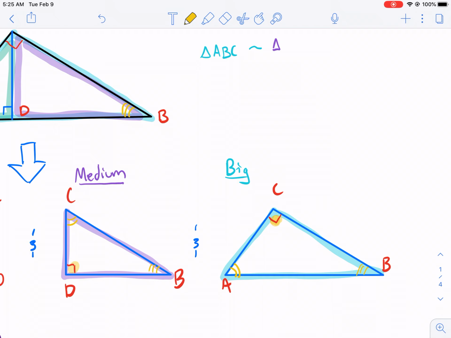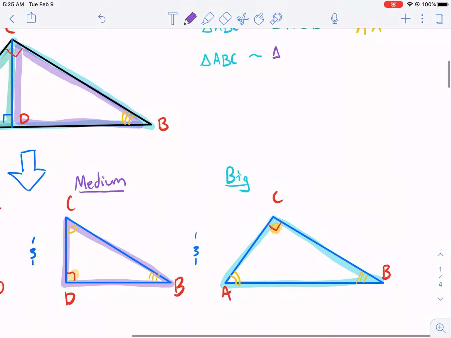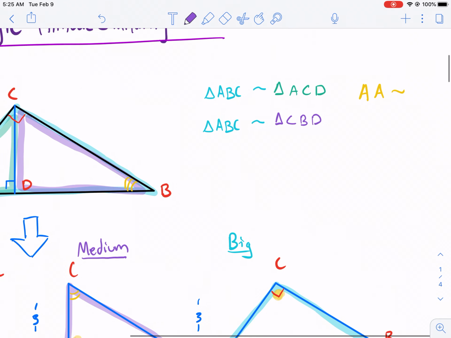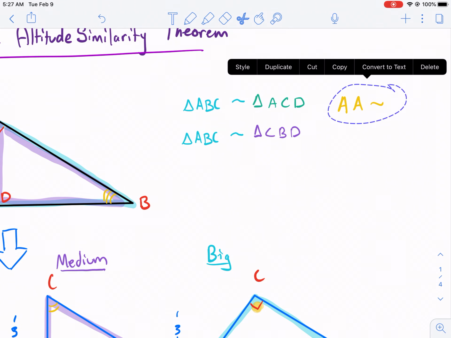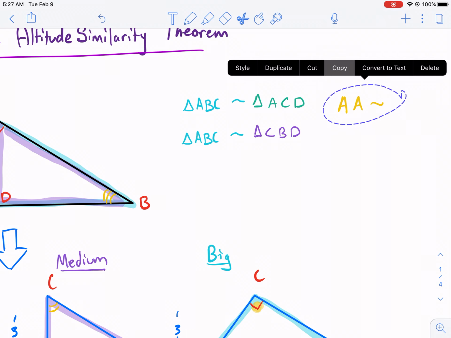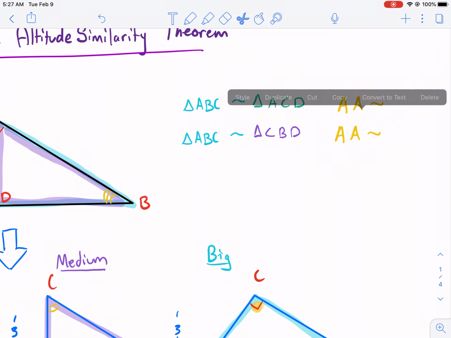Now we need to write this in the same order. If we're going A, B, C, the second angle is C to the A, the third is B, and then we have to end on the right angle. In this case, my right angle in the medium triangle is angle D. And again, this is going to be angle-angle similarity. So copy and then paste.